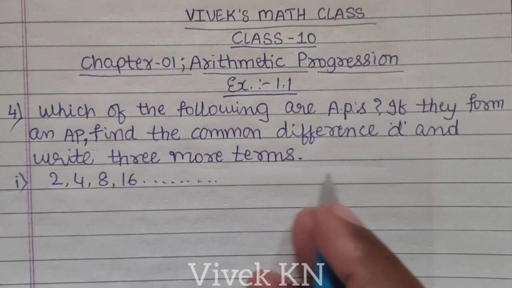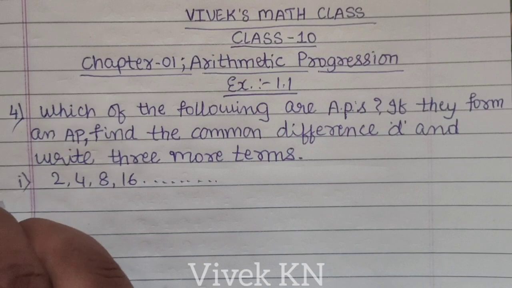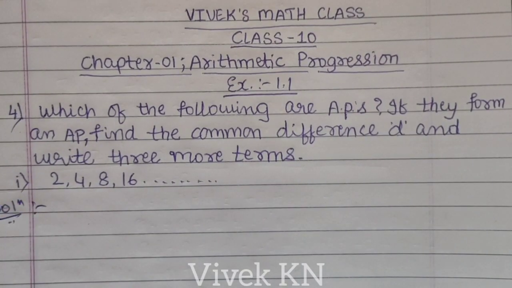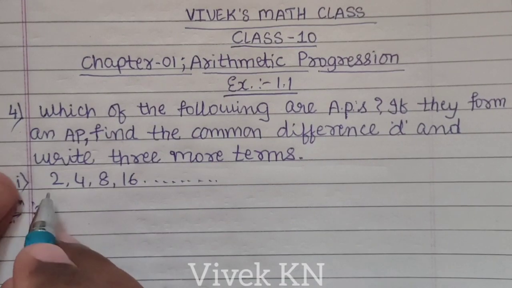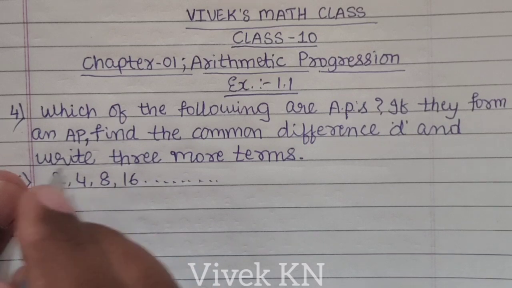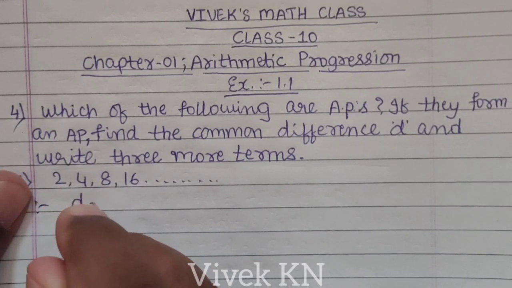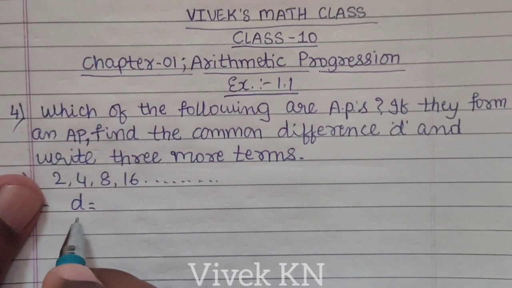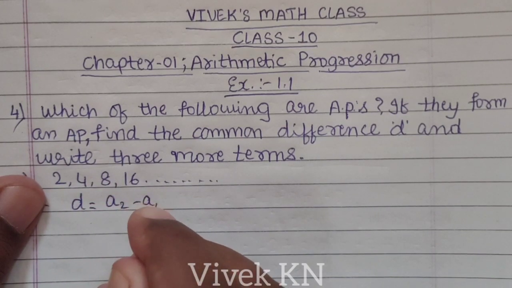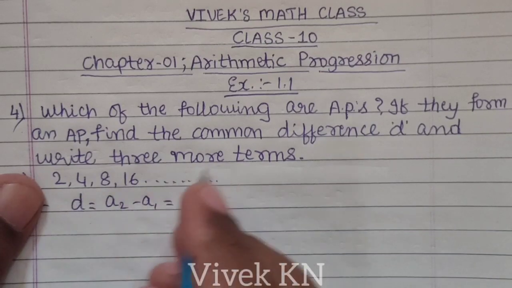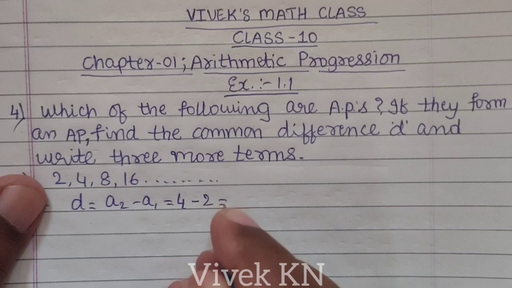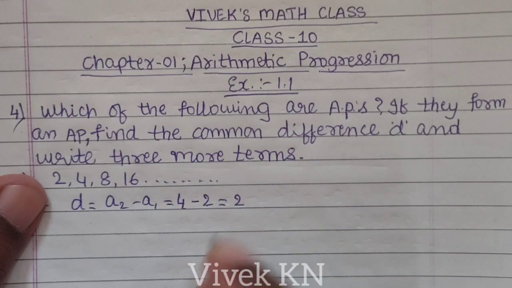So let us solve the first problem. Solution. First we have to find the common difference. This is A1, A2, A3, A4. Common difference D is denoted as small letter d, which is A2 minus A1. Here A2 is 4 minus A1 is 2. Subtracting these two terms we get 4 minus 2, 2.